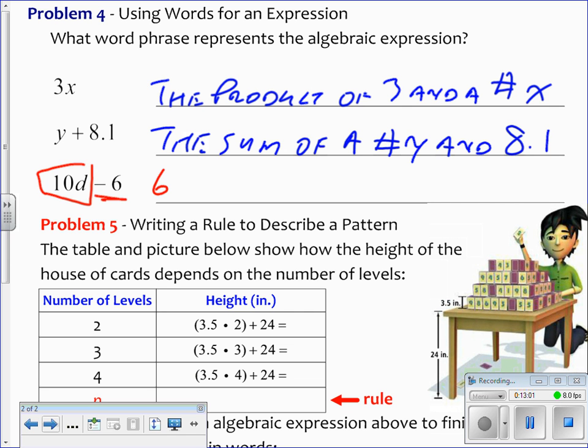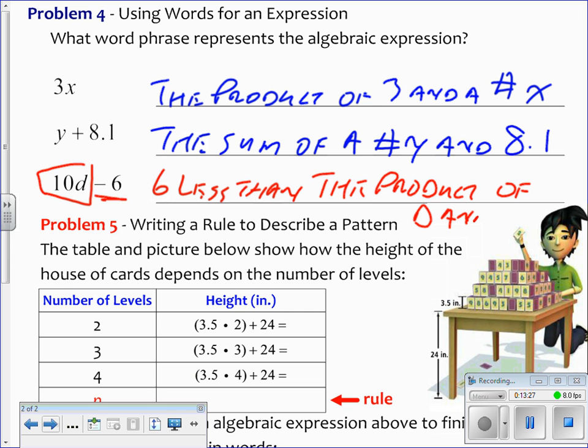There's lots of possibilities for this one. Let's see, 6 less than the product of d and 10, only because I'm running out of room. Lots of possibilities. There's more than one phrase that you can write down that will be good and accurate for this.